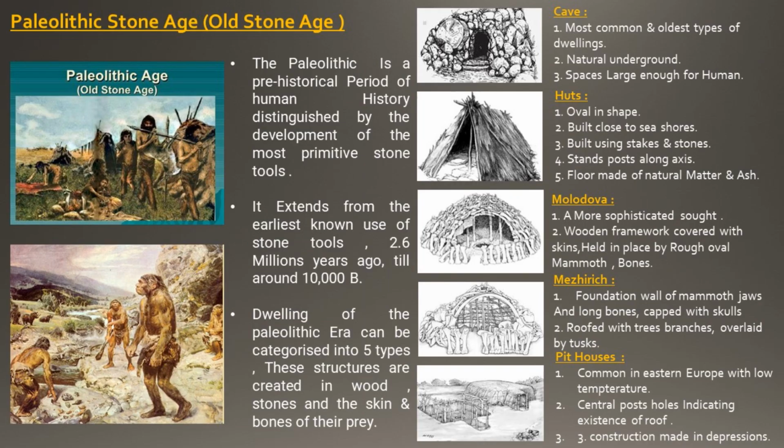Stone Age, the oldest era, the Paleolithic era, also known as Old Stone Age Era. This era invented primitive stone tools. This era was around 2.6 million years ago. There are 5 different types of structures that were used in that era: cave, hut, Molodova, Mezhirich and pit houses. Most of the houses and structures were made of wood, stones, skin and bones of the prey.